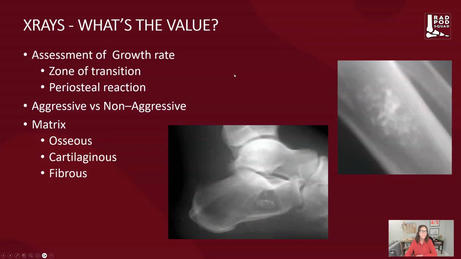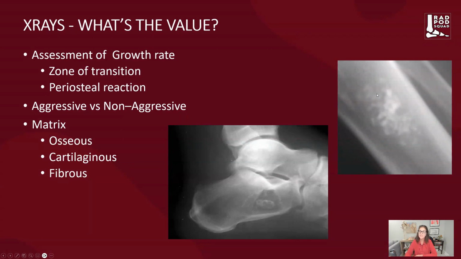X-rays, what's the value? Very important for assessing growth rate. We can see the zone of transition, which is when we can determine where the normal and abnormal bone is and what is the border between them. And whether or not something has a periosteal reaction. Is there an aggressive feature to the lesion that's causing some active change to the cortical bone? And whether or not the matrix is osseous, cartilaginous, or fibrous.